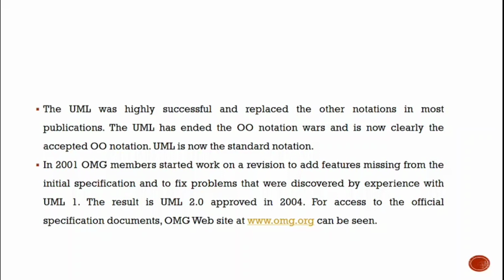In 2001, OMG members started work on a revision to add features missing from the initial specification and to fix problems that were discovered through experience with UML 1. The result is UML 2.0, approved in 2004. The official specification documents can be accessed at the following website. You can see it if you want to go through it.